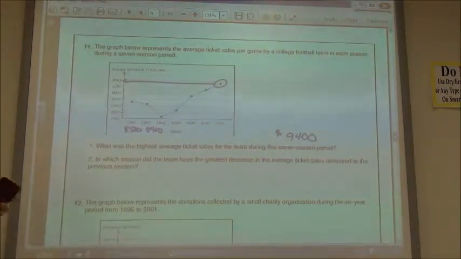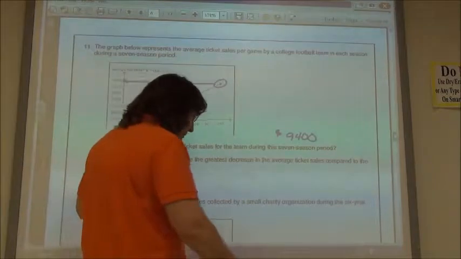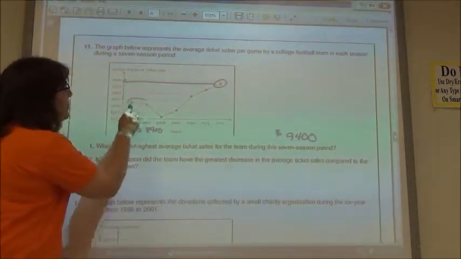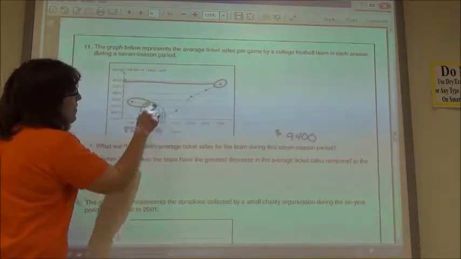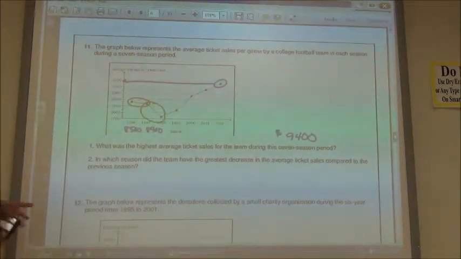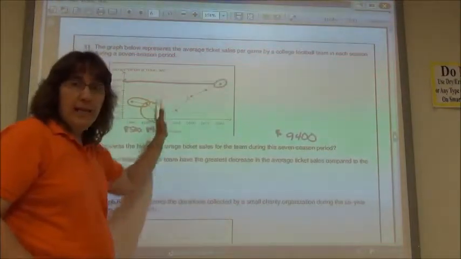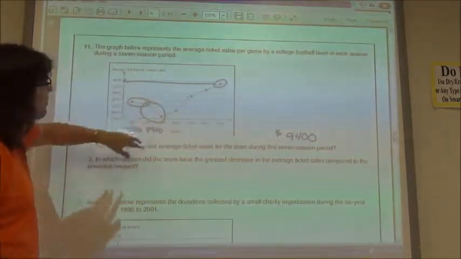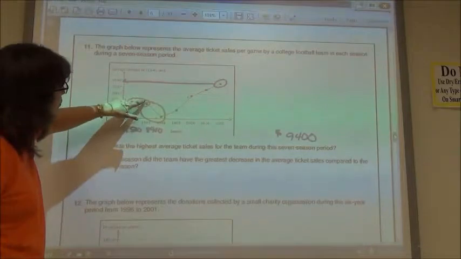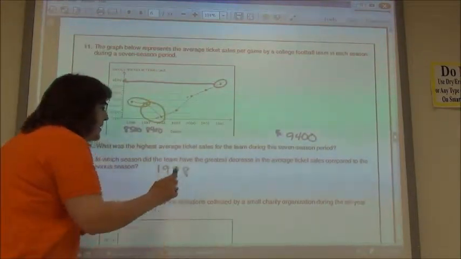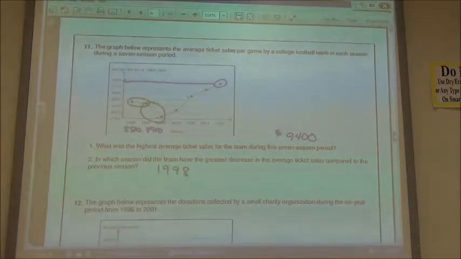In what season did the team have the greatest decrease? So we're looking for where did it drop. It dropped a little bit here, but it dropped way more right here. And so all of these then are increasing, increasing, increasing, and increasing. Each dot is going higher. So my biggest decrease, it dropped the most from here to here. So in 1998 is where we had the biggest drop.